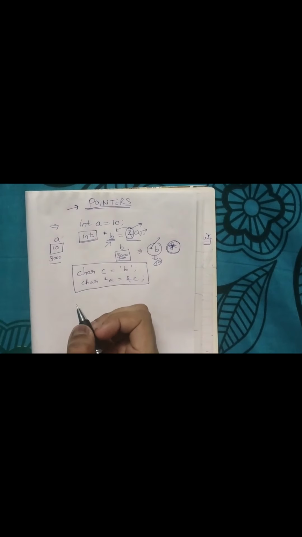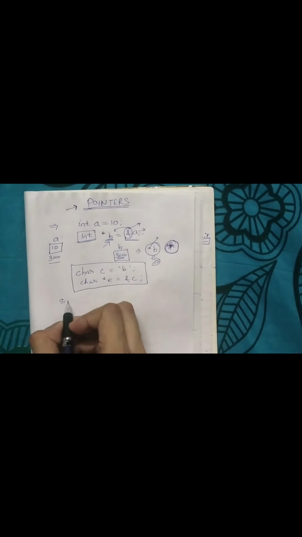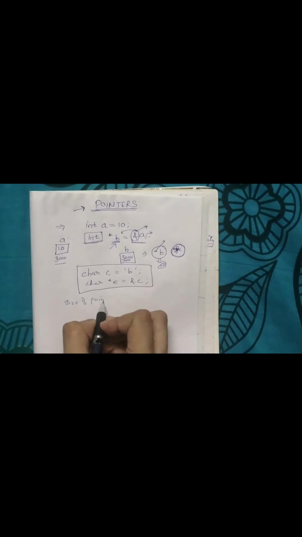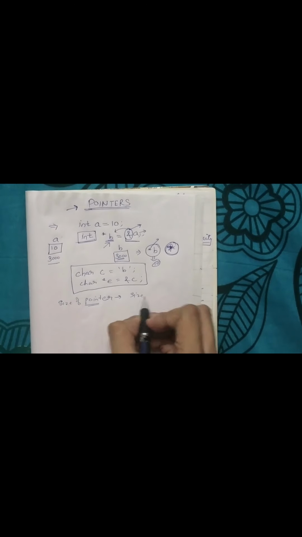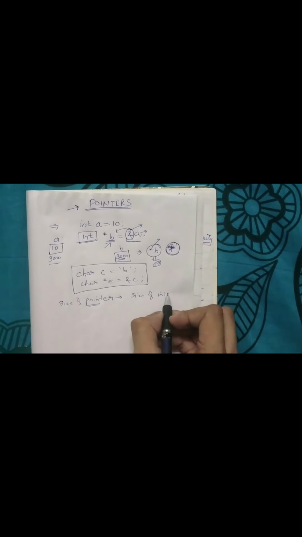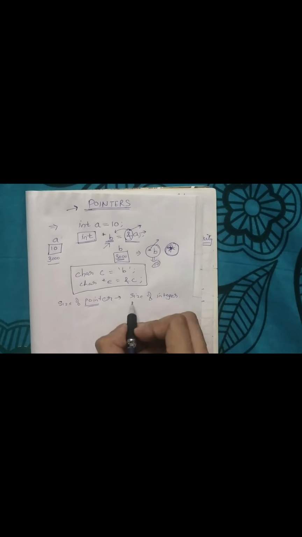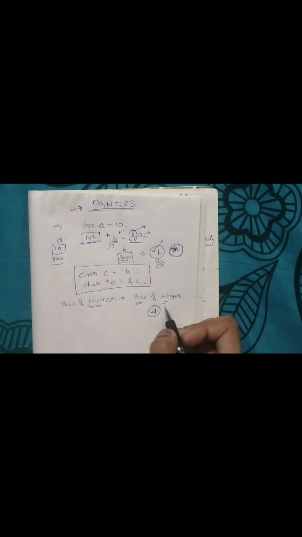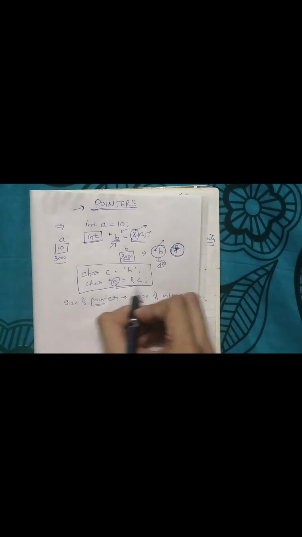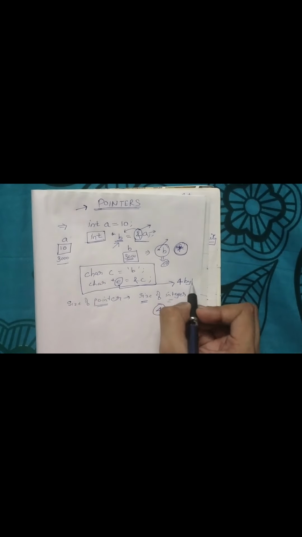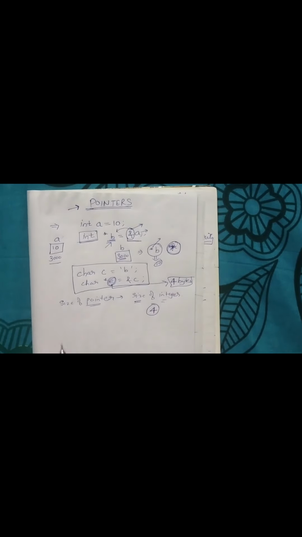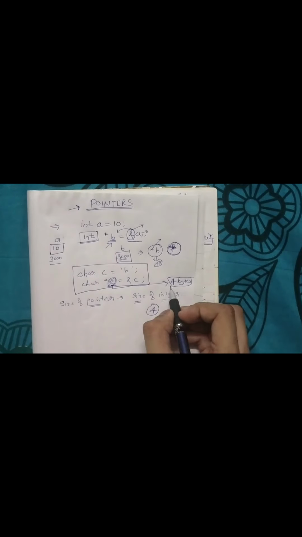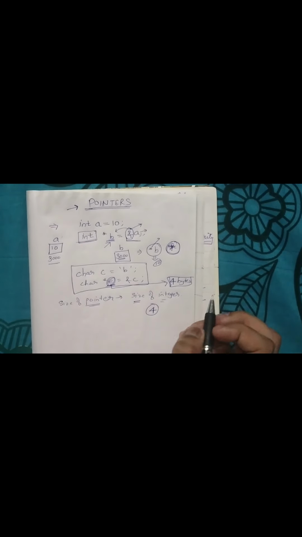Now, the size of a pointer. The size of a pointer always remains fixed and it is equal to the size of an integer. So if I say that the size of integer is 4, let's say, then this pointer is also having 4 bytes. It doesn't matter which data type it is referring to, but because it is a pointer, it would have a size of 4 bytes.